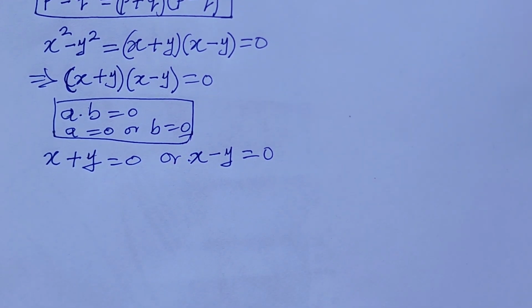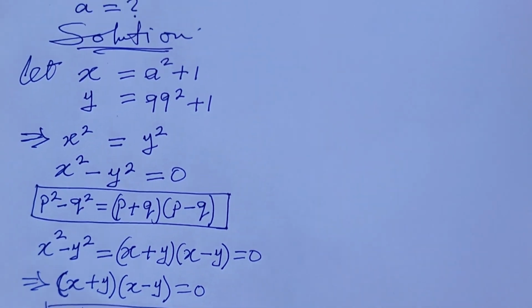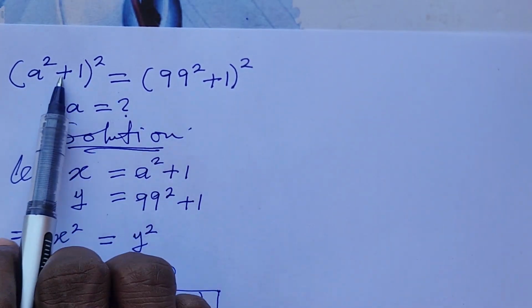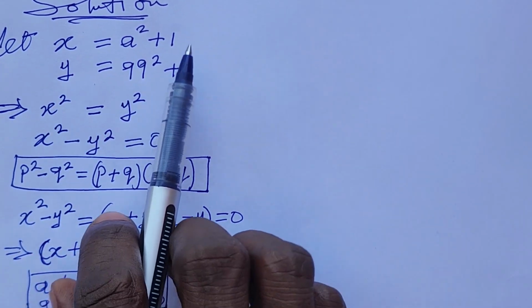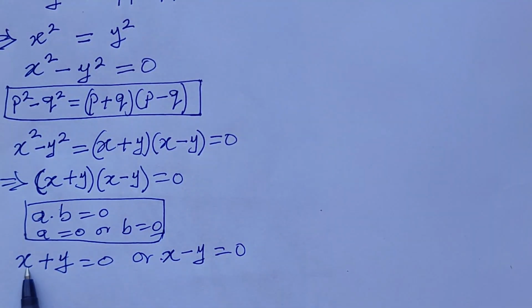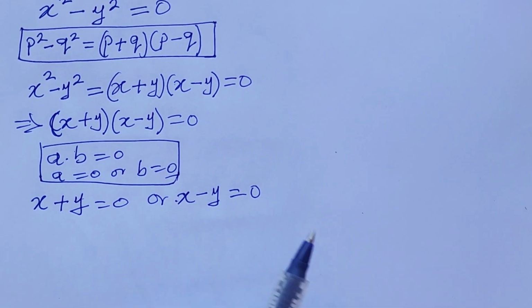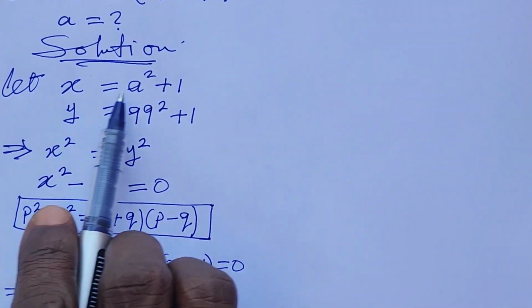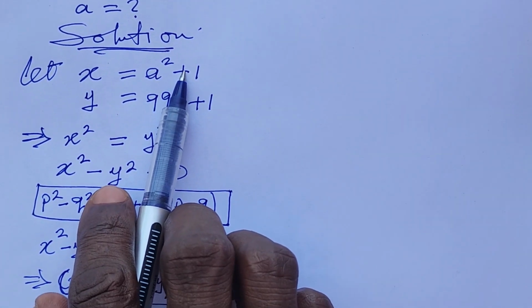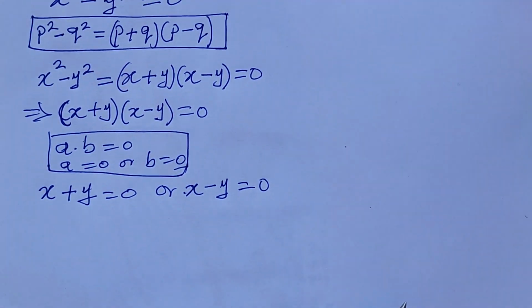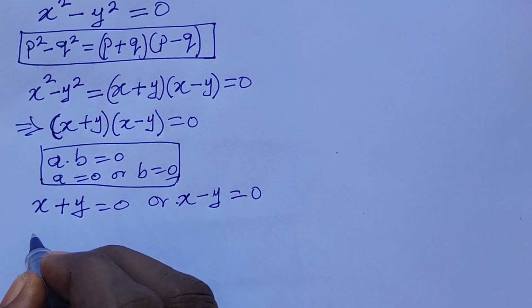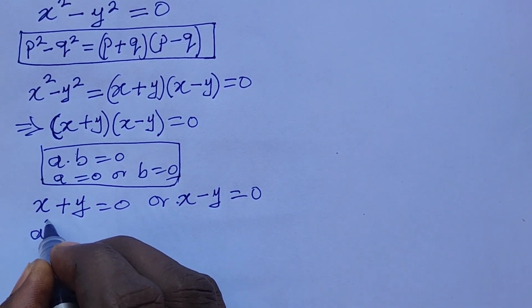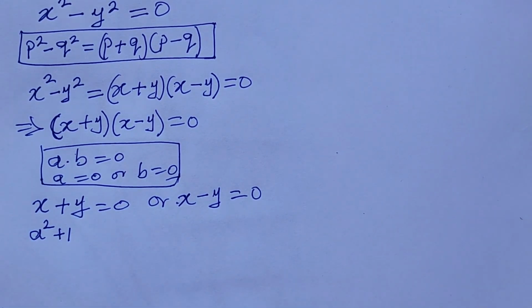Easy. Now, recall that at first we do not have x and y in this system of equations. So look at our main question. From here, we said let x be this and y be this. So let's go back and replace our x and y with what we have. We take the first one, where x is equal to a^2 + 1. If we do that, we can rewrite this expression as a^2 + 1 + y.